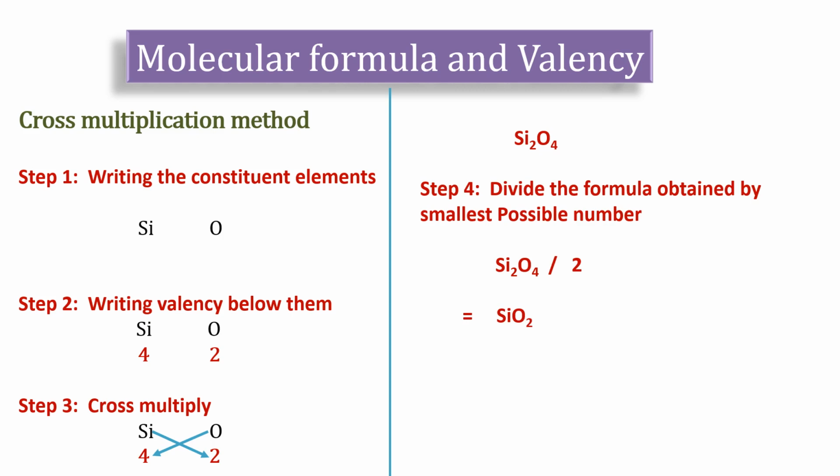To write down the molecular formula by the cross multiplication method, you have to know the different valencies of all the constituent elements. And you can learn all the valencies by heart just by practicing them.